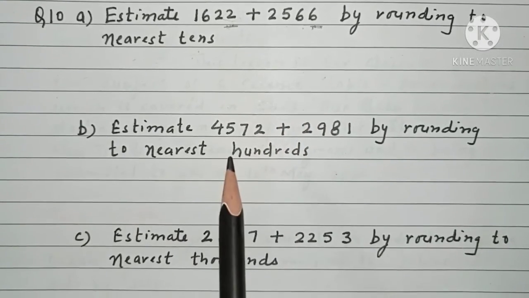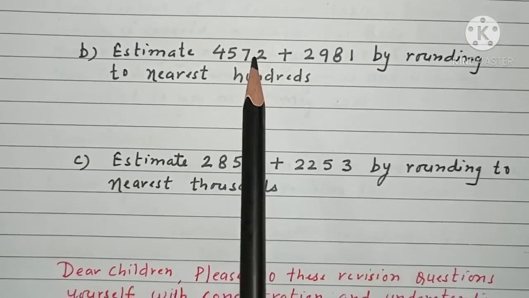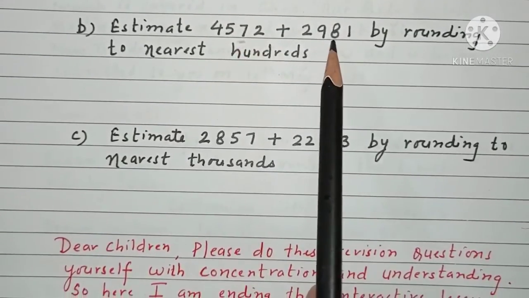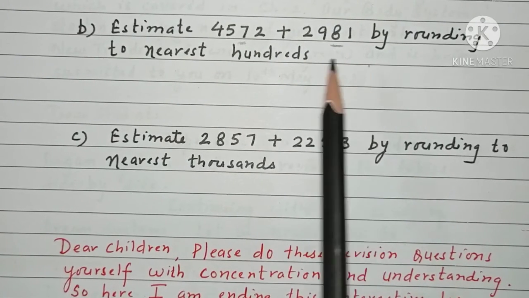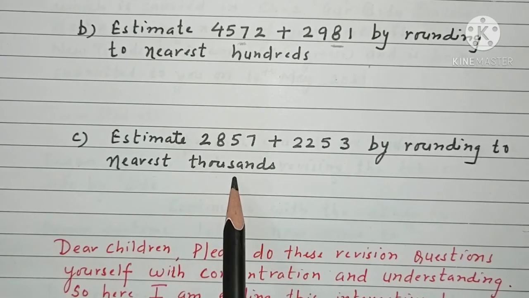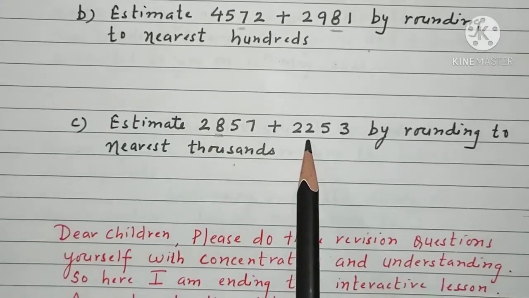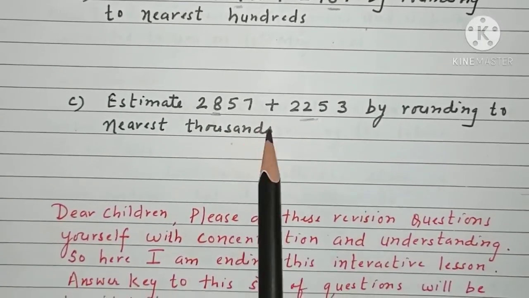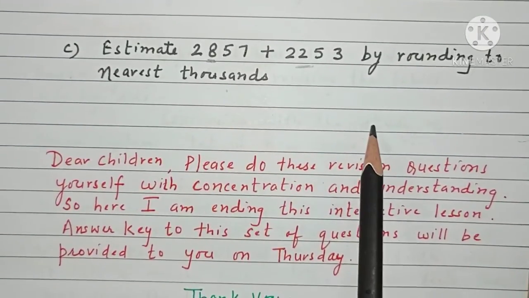In B part also, you have to estimate the answer to the nearest hundreds. So the place to be seen is the tens place and the same rule is to be followed. And in the C part, where we have to estimate to the nearest thousands, we have to see the hundreds place of both the numbers and then solve accordingly, following the same rules of estimation.